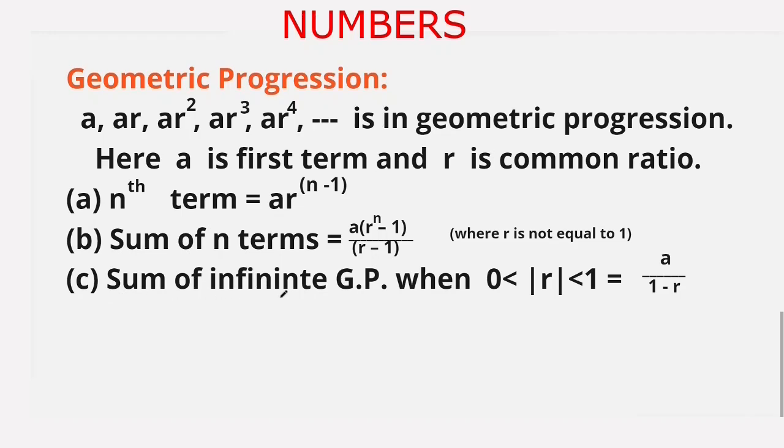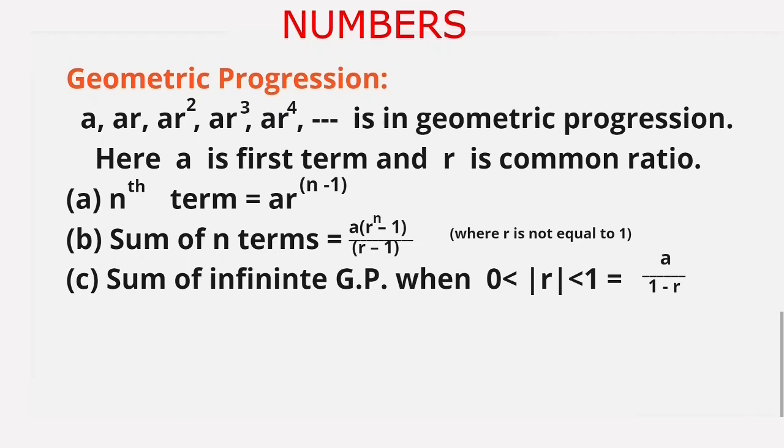Next is the sum of an infinite GP or geometric progression when 0 is less than mod r is less than 1. It is equal to a upon 1 minus r, where r is a fractional number in between 0 and 1, like 1 upon 2 or 3 upon 4 or 1 upon 3, or a decimal number in between 0 and 1. Then this formula is applicable for all infinite series.